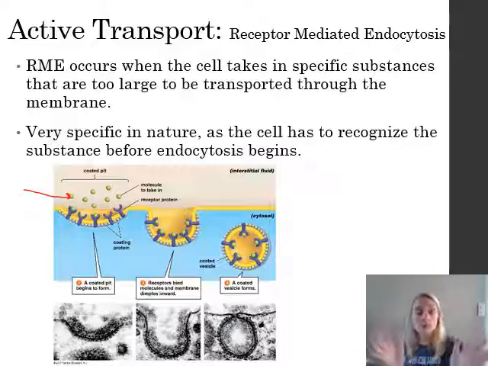Once the thing that the cell wants is recognized by that receptor, it triggers that folding in to this vesicle, and now you've just taken in the thing that you want. Here's a cool thing about receptor-mediated endocytosis.